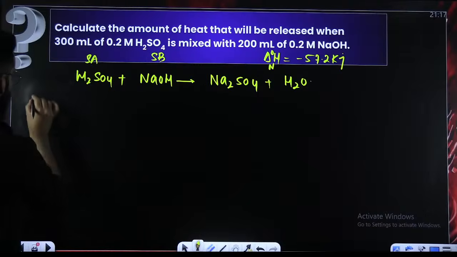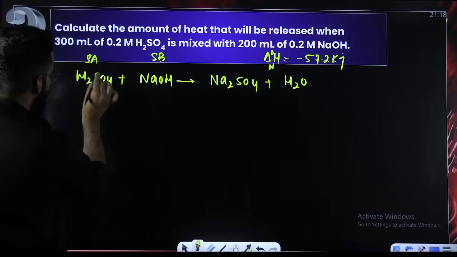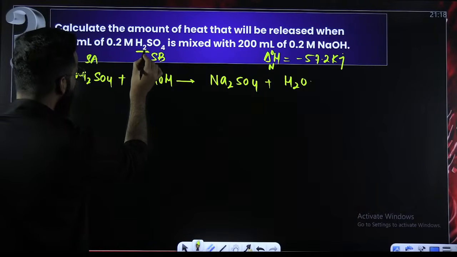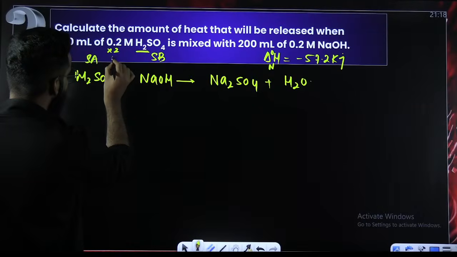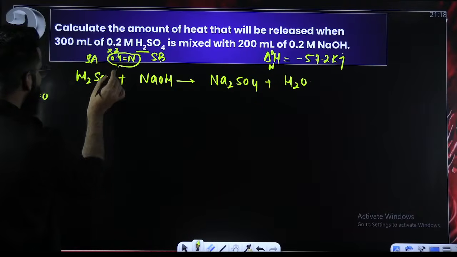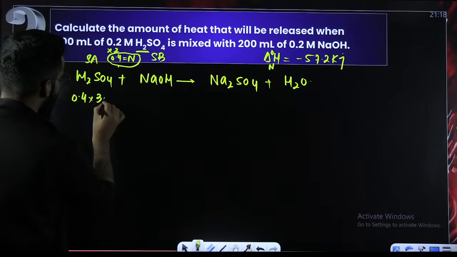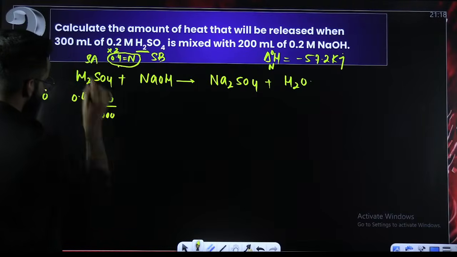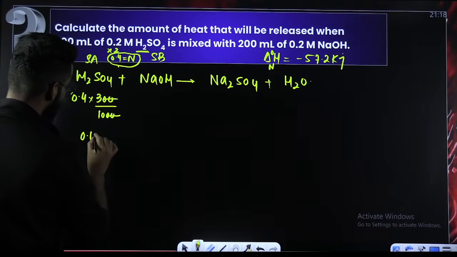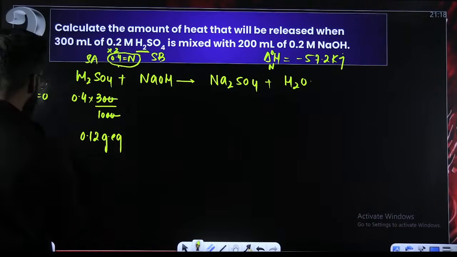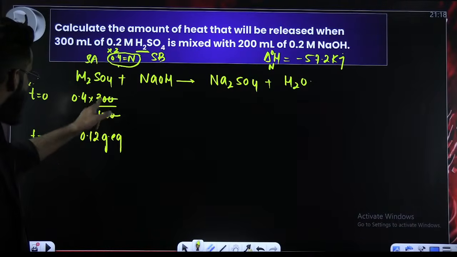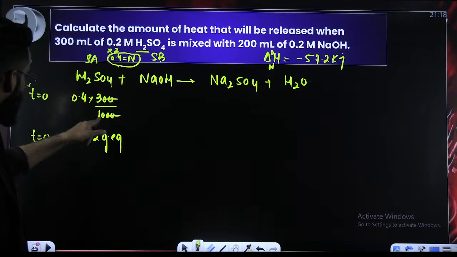Now guys, try to understand very carefully. First of all, what is the N factor of H2SO4? It is 2. If the N factor of H2SO4 is 2, we multiply molarity by 2, so it becomes 0.4. So the normality of H2SO4 is 0.4. Normality multiplied by volume in liters, so divide by 1000 because it was in ml. So this value will be 1.2 divided by 10, 0.12. 0.12 gram equivalents of H2SO4 we have in the beginning.